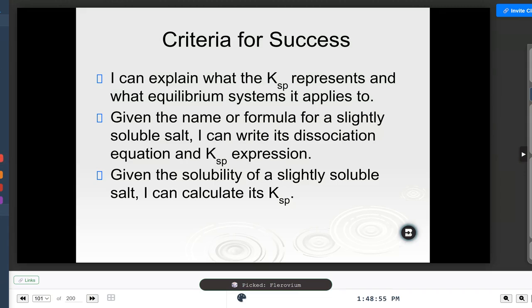You can, if you are given the name or formula for a slightly soluble salt, write the dissociation equation and the KSP expression. Remember, we've done dissociation equations already, and we've done K expressions already, but we just did KEQ. Now we're going to do KSP. And then if we give you the solubility of a slightly soluble salt, you can calculate its KSP.